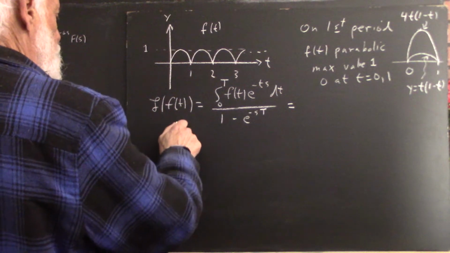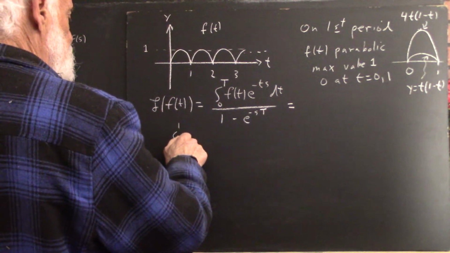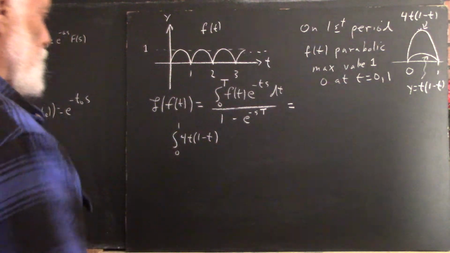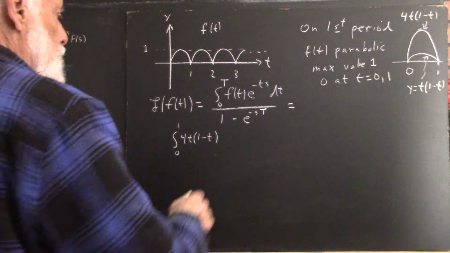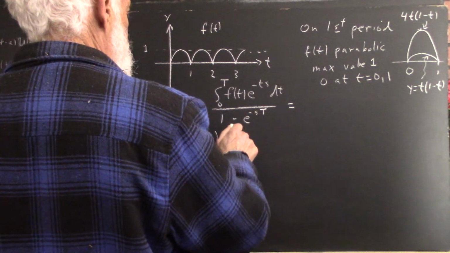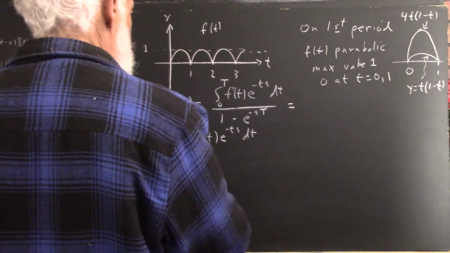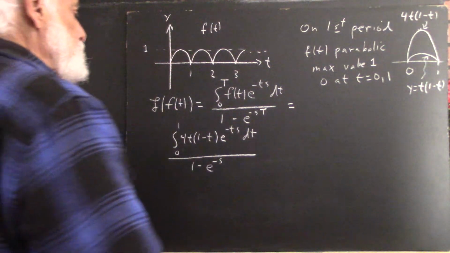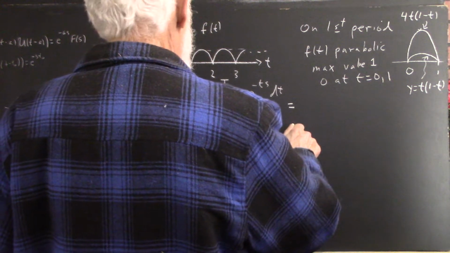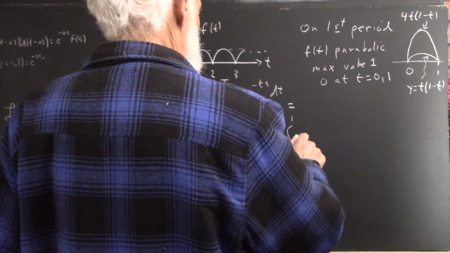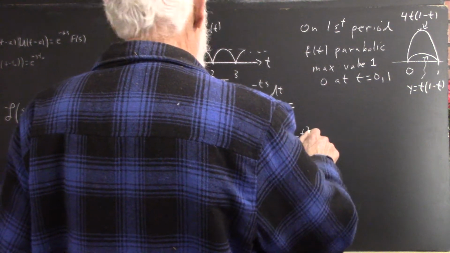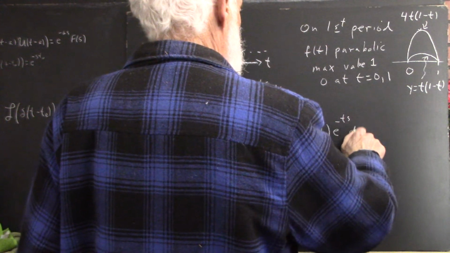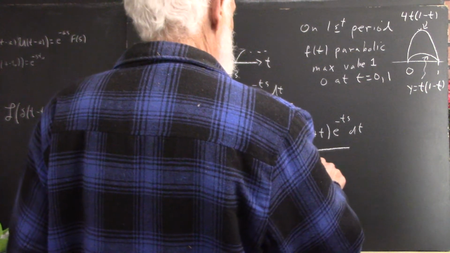Okay, well, it's going to be the integral from 0 to 1 of this basic logistic function, vertically stretched by a factor of 4, times e to the negative ts dt, all that over 1 minus e to the negative s. And factor out the 4, and now to do the integral, we're just going to write this as negative t squared plus t, e to the negative ts dt, over 1 minus e to the negative s.